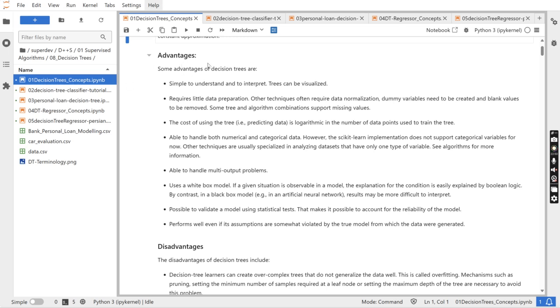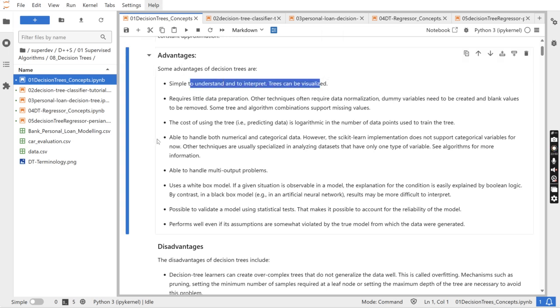Okay, now some of the advantages: trees can be visualized, and for each decision made, you can visualize what went into making that decision or how the decision was made. That is, some interpretability is there. They require little data preparation. You can use decision trees if your data requires a lot of pre-processing steps, but you don't want to do the pre-processing steps.